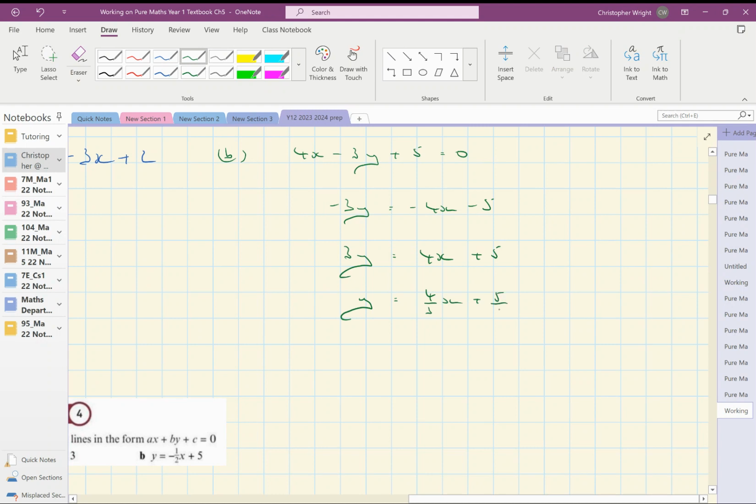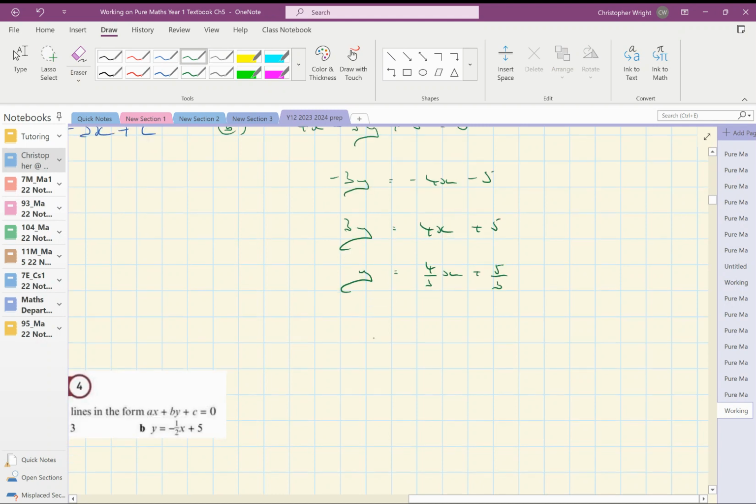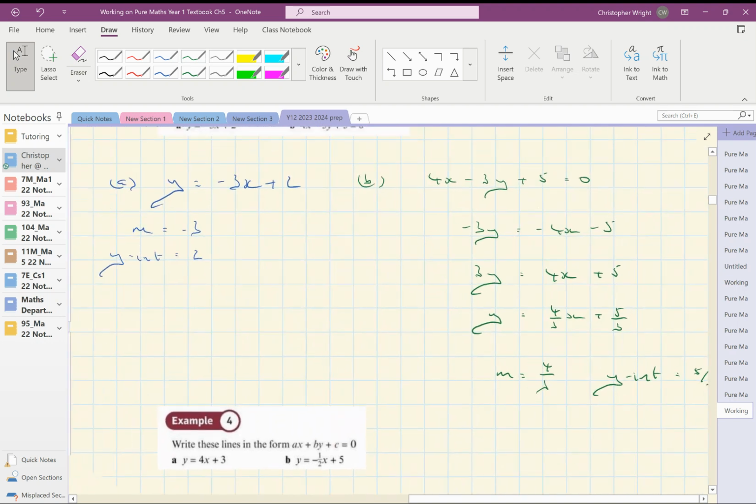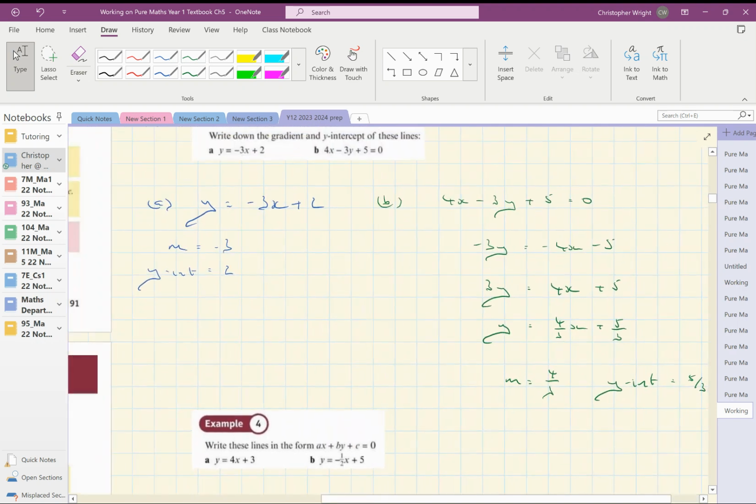So now I can read off that the gradient is 4/3 and the y-intercept is 5/3. So that is example 3 done.